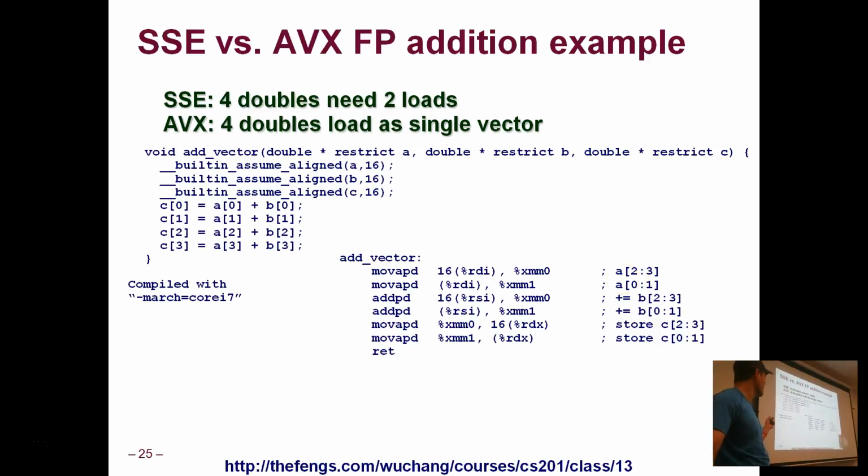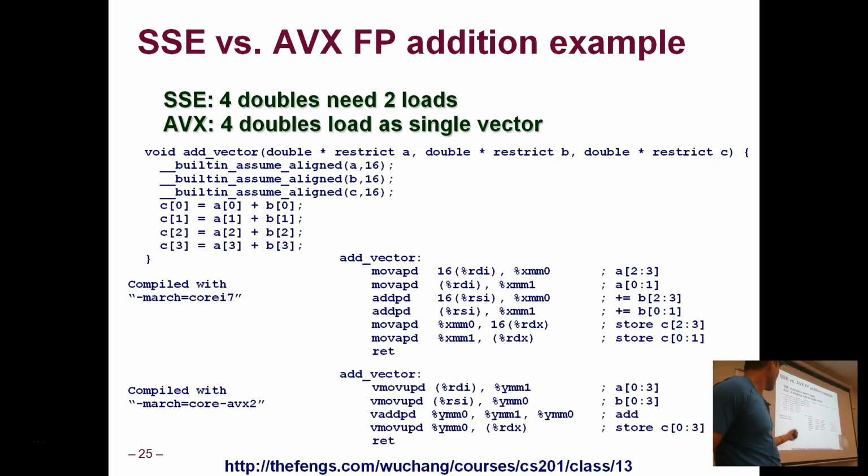Back to that example. This was compiled with -march=core-i7, and you saw that it was doing these 4 doubles in pairs because there was only 128 bits in these registers. So we should, with AVX2, be able to do this all in one shot. So when you compile this code with -march=core-avx2, this is what you get.